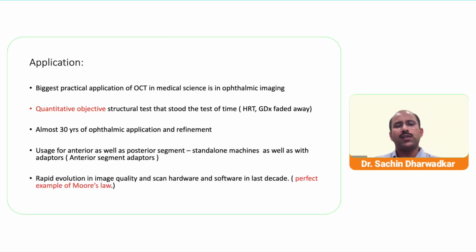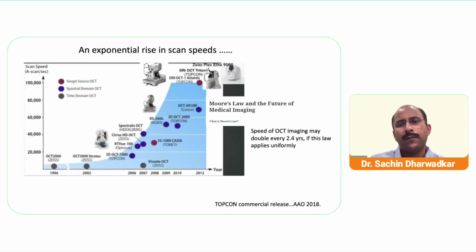And the rapid evolution in the image quality and scan hardware and software in the last decade has almost been the perfect example of Moore's law in technology, where the speed of technology, or the change of technology, almost doubles every 2.4 years. Now, applying Moore's law to this particular slide, which was the Topcon commercial release at the American Academy in 2018, it shows us that the speed of OCT imaging may be expected to double every 2.4 years, but actually, if you see, it has risen exponentially from a meager 400 to 1.25 lakh scans per second in almost 20 years.